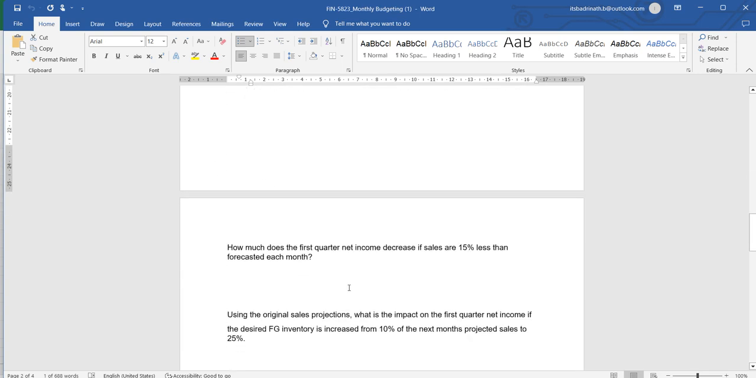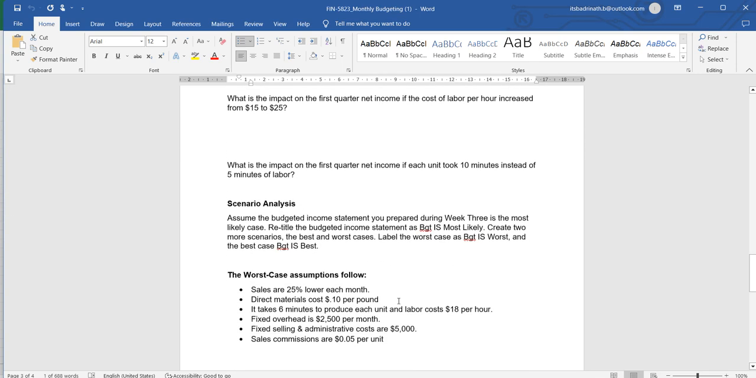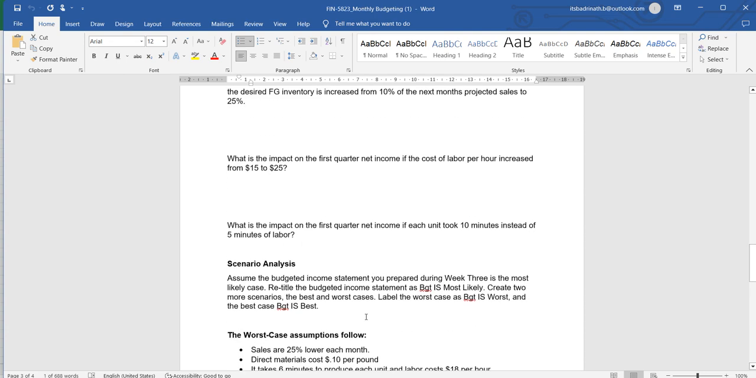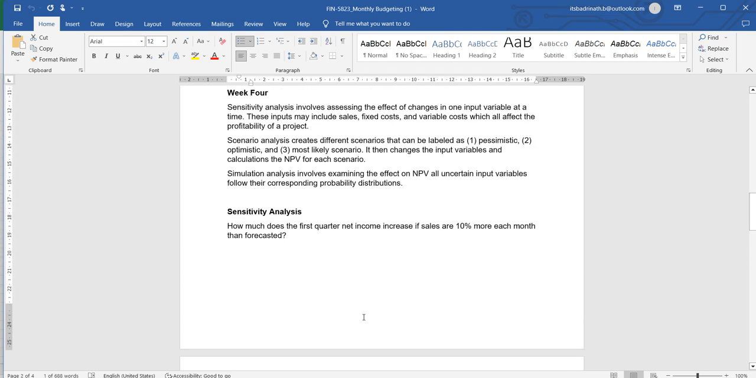Okay. So we perform sensitivity analysis and we perform scenario analysis. First, let us go with sensitivity analysis.